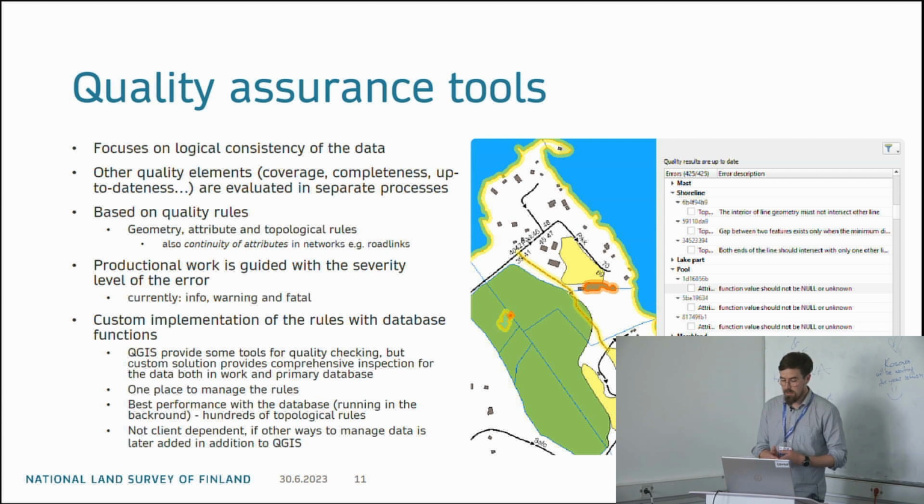And why did we do this custom implementation of the rules with database functions? QGIS provides some tools for quality checking, but a custom solution provides comprehensive inspection for the data, both in work and primary databases. And we also have only one place to manage all the rules. And we think that we got the best performance with the database. There are hundreds of those rules.